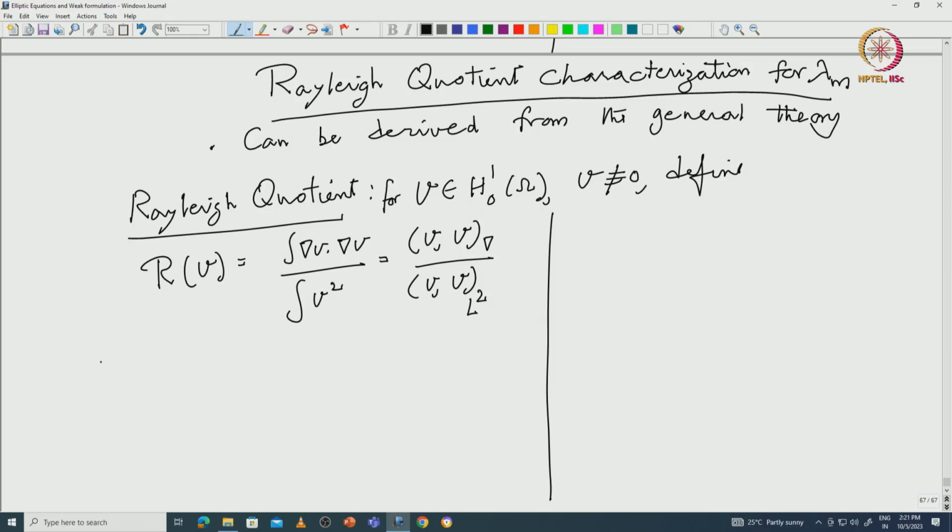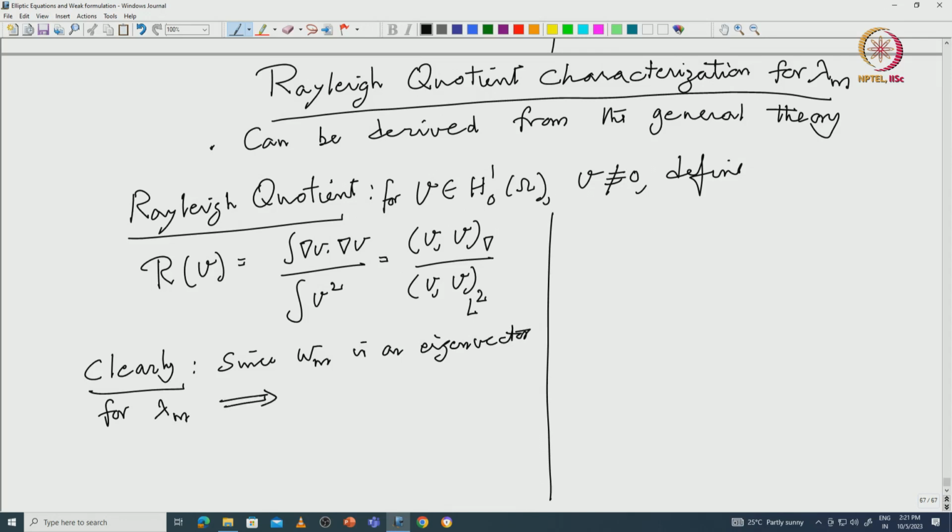So clearly Wm is an eigenvector. So that is exactly that one. So since Wm is an eigenvector for lambda m, this implies R of Wm equals lambda m. Okay.